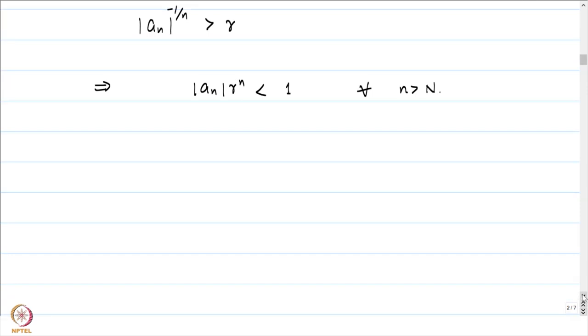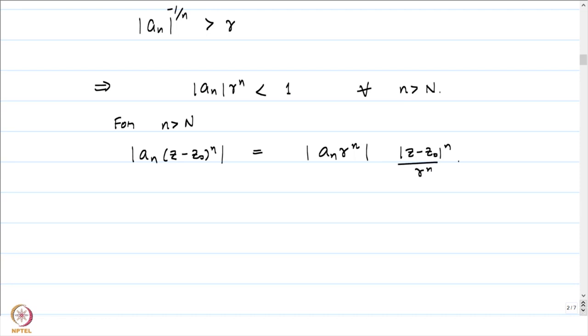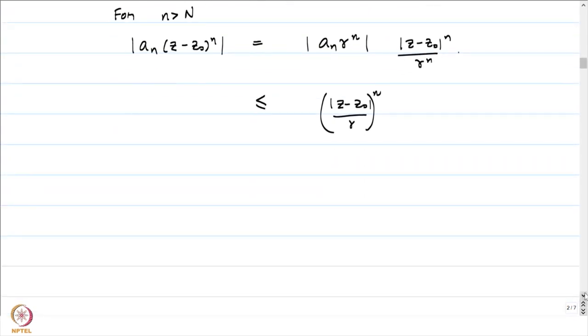Now let's analyze the tail of our given power series. Look at n greater than capital N. What is |a_n (z - z_0)^n| going to be here? This is exactly equal to |a_n| r^n times |z - z_0|^n by r^n. And we just checked that for n greater than capital N, |a_n| r^n is less than 1. So this is less than or equal to (|z - z_0| by r)^n. Since |z - z_0| is less than r, |z - z_0| by r is a number which is less than 1.